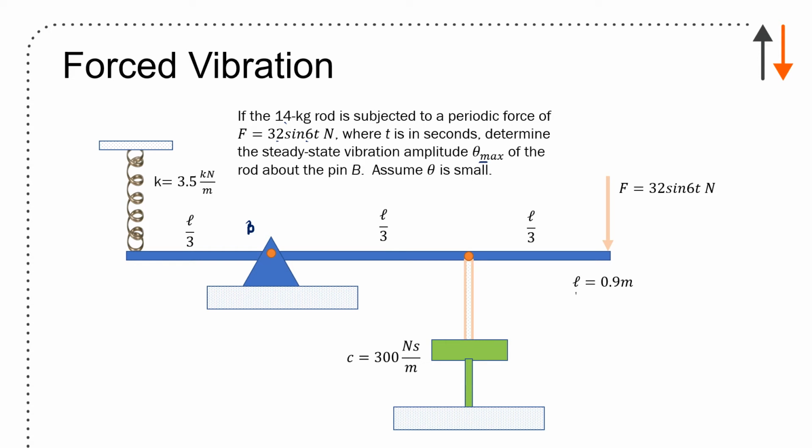And I've split this up into 3 parts. I've got a length of this rod of 0.9 meters. I've got that, which I've defined already. Damping coefficient of 300 newton seconds per meter, and k of 3,500 newtons per meter, 3.5 kilonewtons per meter.